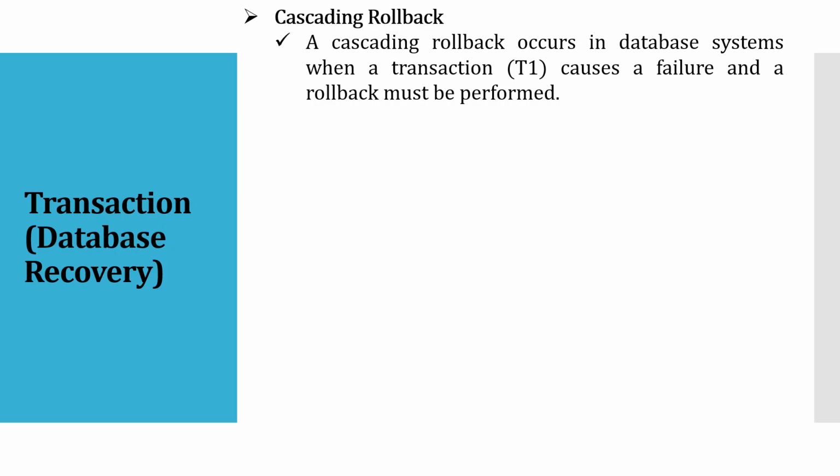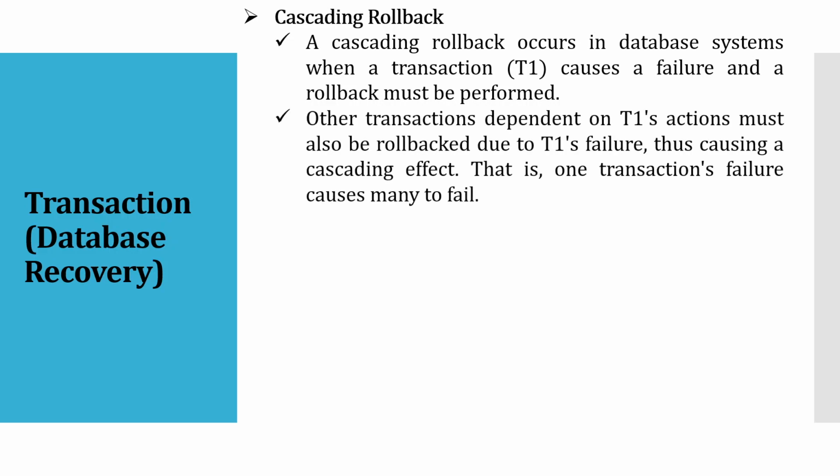But what is actually cascading rollback? Other transactions that are dependent on T1's action must also be rolled back due to T1's failure. That means if one transaction fails and there are other transactions dependent on that particular transaction, then all those transactions must also fail and be rolled back. So this is what cascading rollback is.